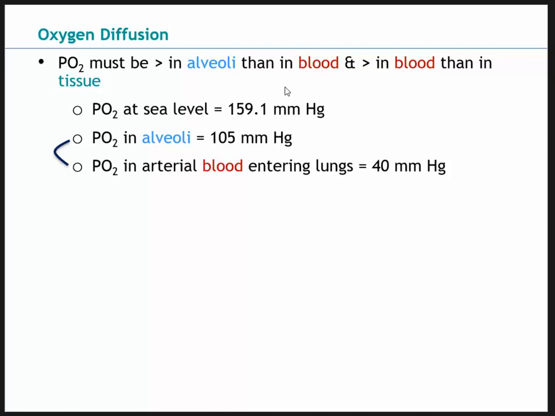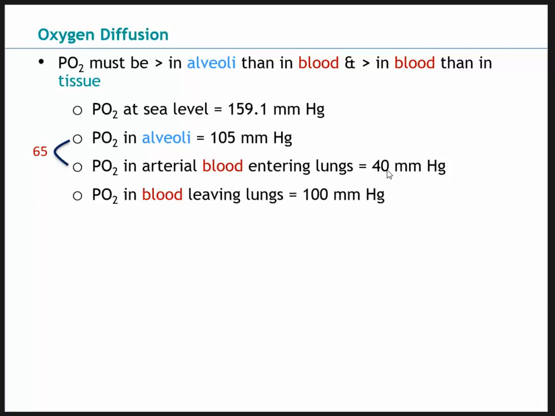So this is the driving force. There's a difference here from 105 to 40. What's that difference? It's 65. So 65, and that's in pressure, 65 millimeters of mercury. That's the pressure that oxygen is going to use as a driving force to move across the membrane. It's going to move from the alveoli into that bloodstream.